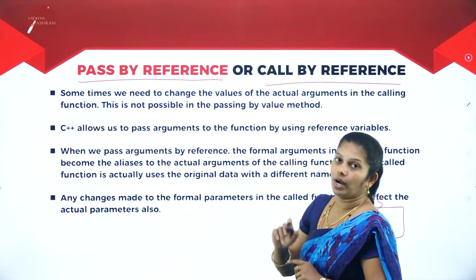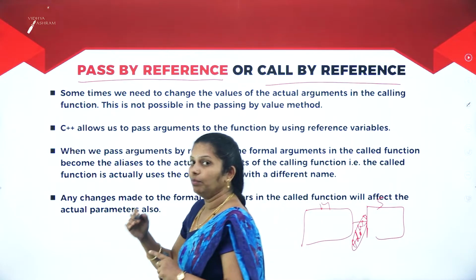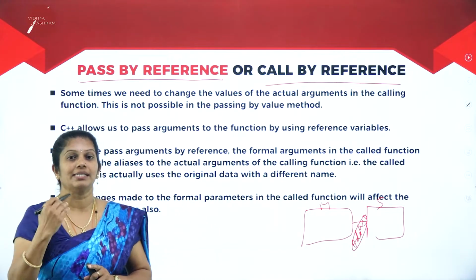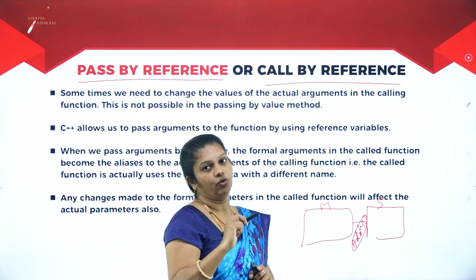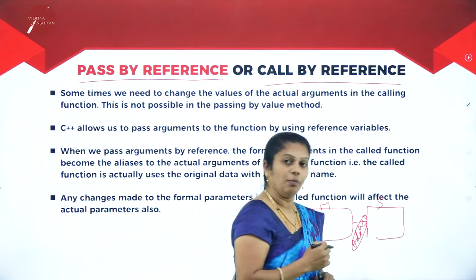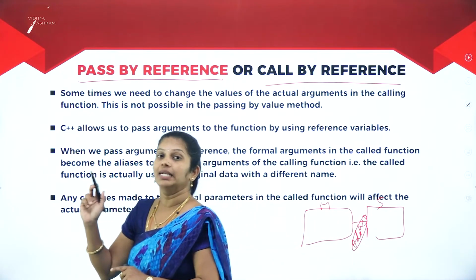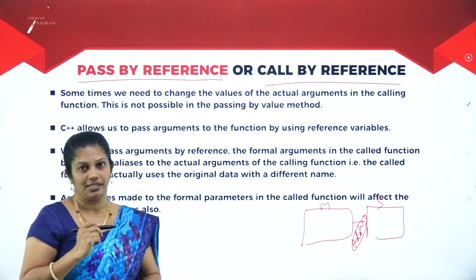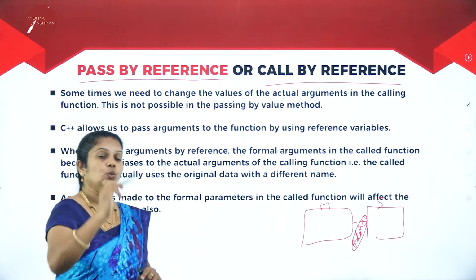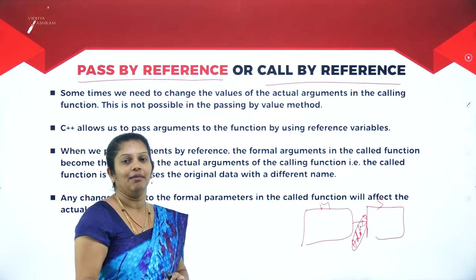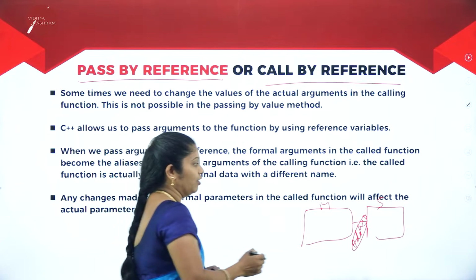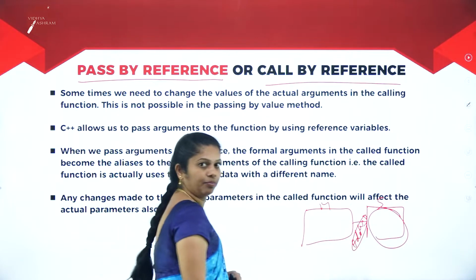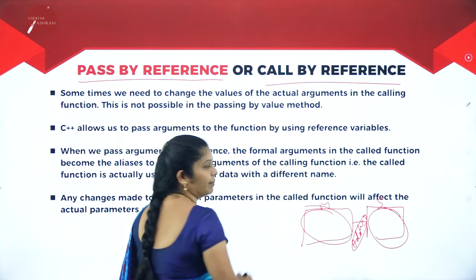Whereas in call by value, what happens? The main program will send the data, but the subprogram will take a copy of the data and work on that. Whereas in call by reference, it refers to the address where exactly the data is present. On that address, whichever data is there, it takes the same data and works on the same data itself. That's why if there is any change in the data, that also affects the main program.